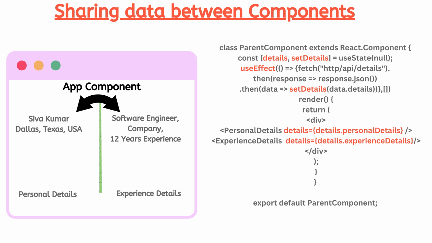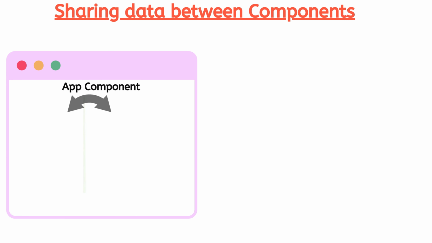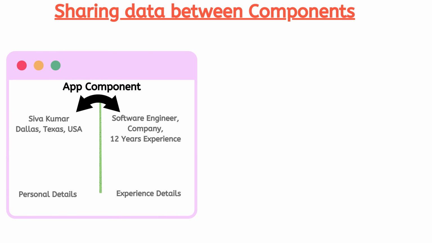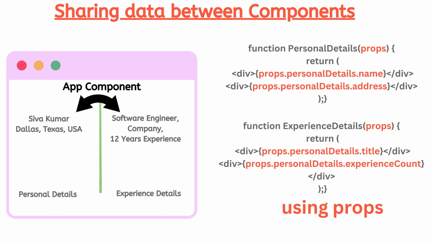Okay, so the next thing is, since in the previous slide we shared the data from the parent to the child, within the child, to get hold of the data that is passed from the parent, the component should have a property called props. Like we are looking at the personal details, there is something called props. These props will get hold of the details that are passed in the previous slide. Within the props we can call props.personalDetails.name and the address, so that we can get hold of the name and the address.